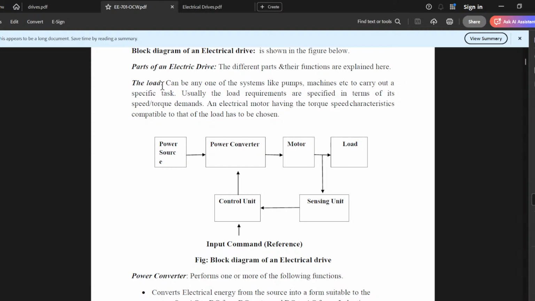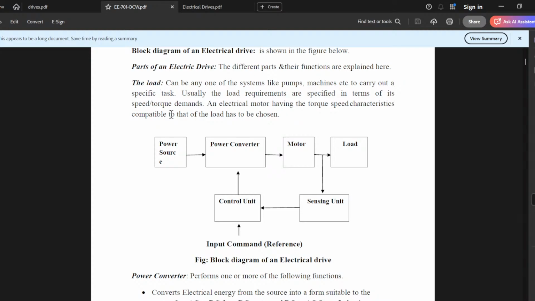We have the power source, power converter, then the motor, and then the load. And before the load, there is a feedback system, which has a sensing unit and a control unit.